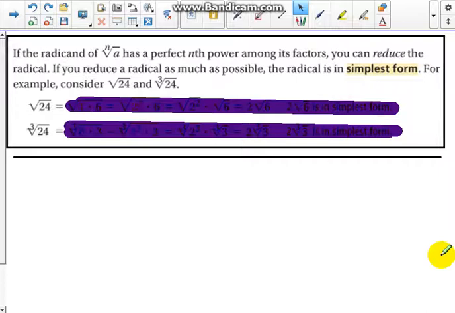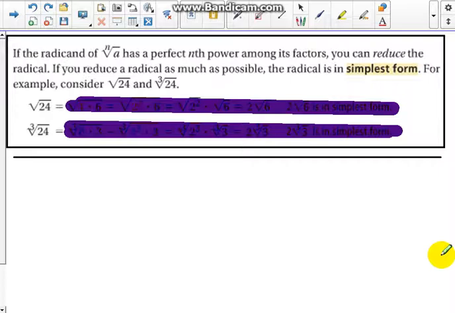Okay, so moving on. If the radicand of the nth root of a has a perfect nth power among its factors, you can reduce the radical. If you reduce a radical as much as possible, the radical will be in its simplest form. For example, consider radical 24 and the cube root of 24.